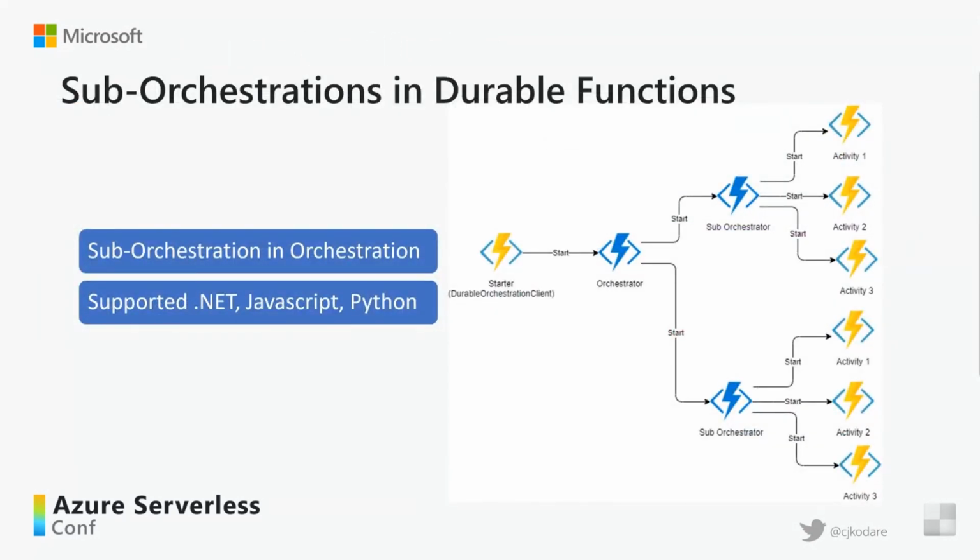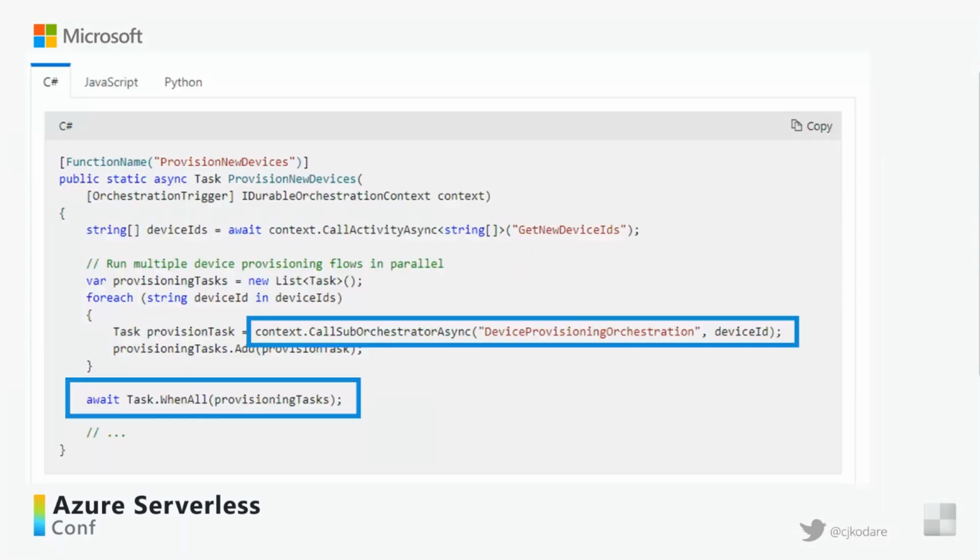And then it is also possible to add sub-orchestration within an orchestration in durable functions. Right now, I believe it's supported only in .NET, JavaScript, and Python. So this is a really good one if you have a more complex use case scenario. And this is how it looks in code. A simple example: you use the context and then you call the method named call sub-orchestrator async. And then you also use the method when all from the task to get the results.